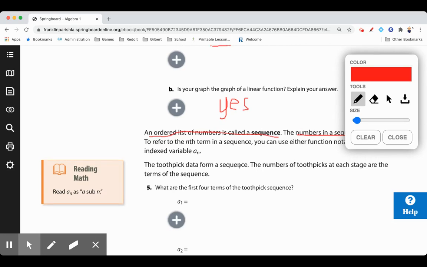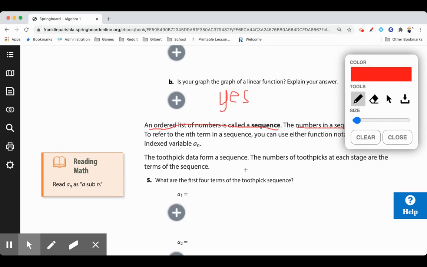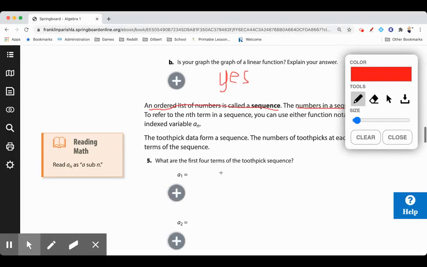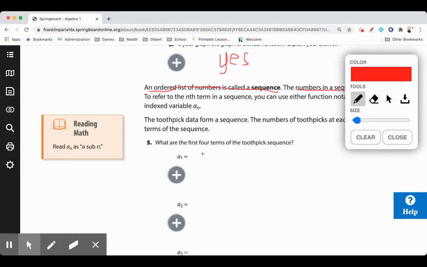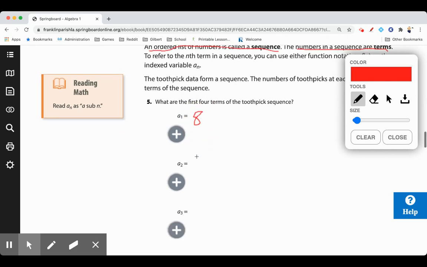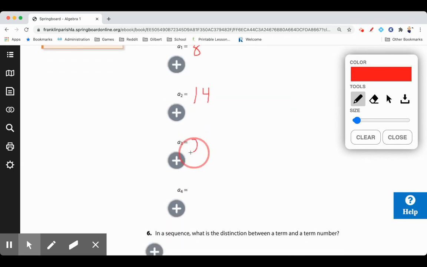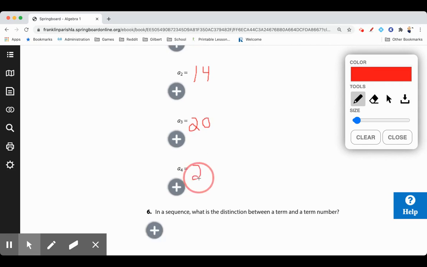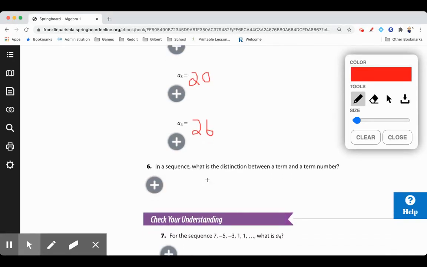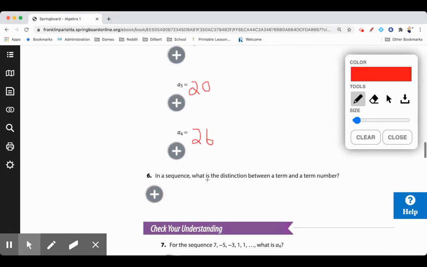The toothpick data form a sequence. The number of toothpicks at each stage are the terms of the sequence. What are the first 4 terms? Remember, the number of toothpicks is the term. So the first one had 8, the second one had 14, the next one had 20, and the 4th stage had 26. In a sequence, what is the distinction between a term and a term number?